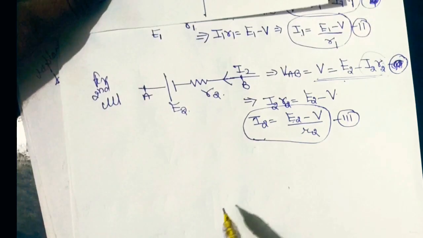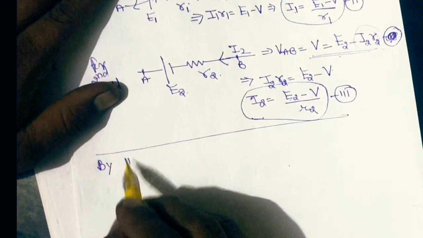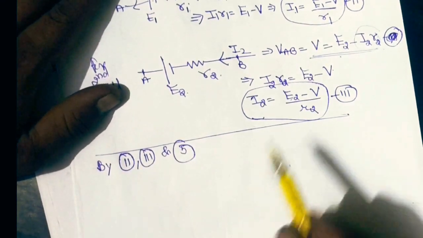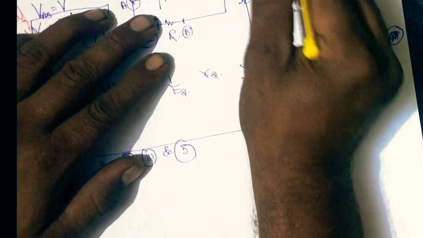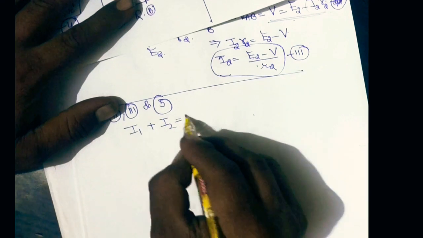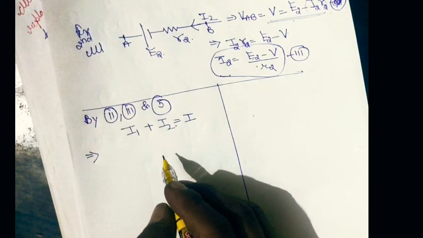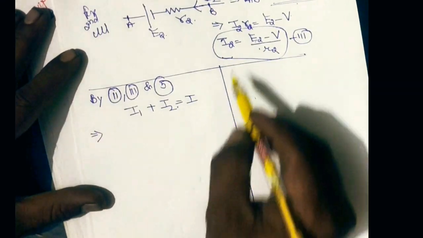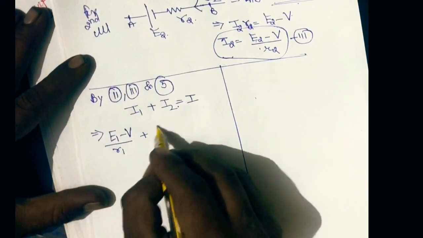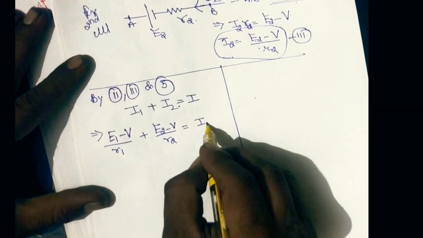So which equations am I using now? I am using equations number second, third and fifth. Let me write it once again: I1 plus I2 equals I. So I'll put the values of I1 and I2 here. When I put the values of I1 and I2 here, what will I get? E1 minus V upon R1 plus E2 minus V upon R2 equals I.